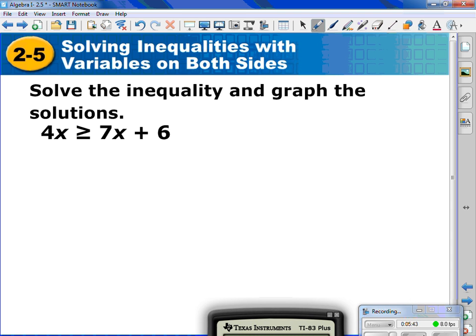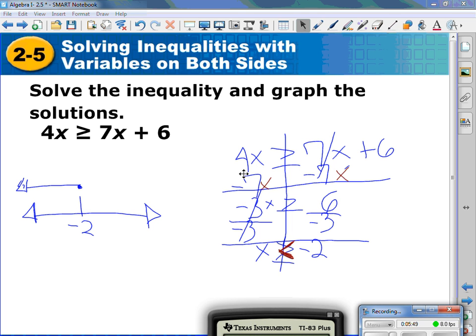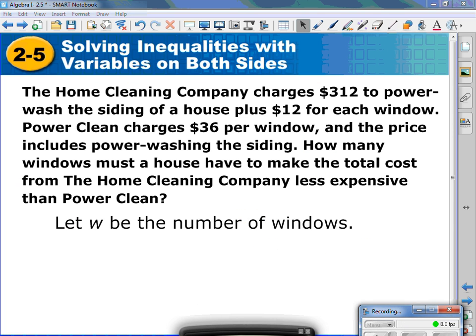Try this one. So you moved everything: subtract 7x, then divide by negative 3. When you divide by a negative, the sign does flip. It graphs to the left, and this dot is solid. Good job.